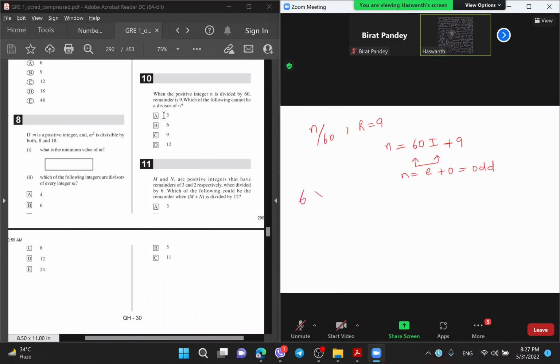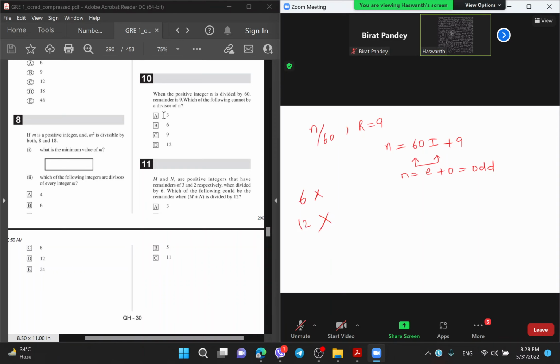So 6 and 12 cannot divide an odd number. Look at any number divisible by 6 or 12, they are all even numbers. Because if a number is divisible by 6, it must be divisible by factors of 6, means it must be divisible by 2 also. Similarly, if a number is divisible by 12, it must be divisible by factors of 12, so it must be divisible by 2 also. So any number which is divisible by 6 or 12 must be divisible by 2, and if a number is divisible by 2, we say it is even. So 6 and 12 cannot divide odd numbers.